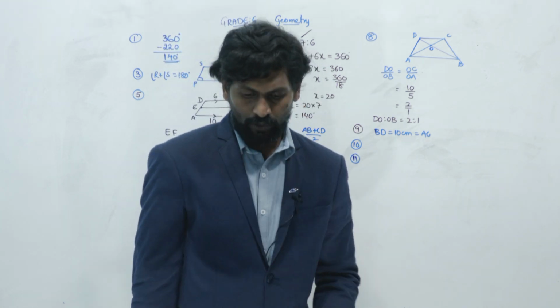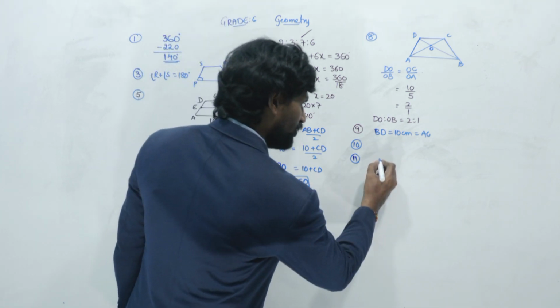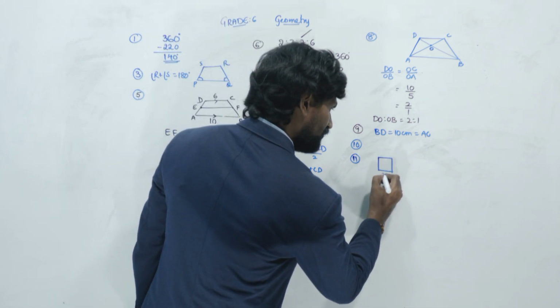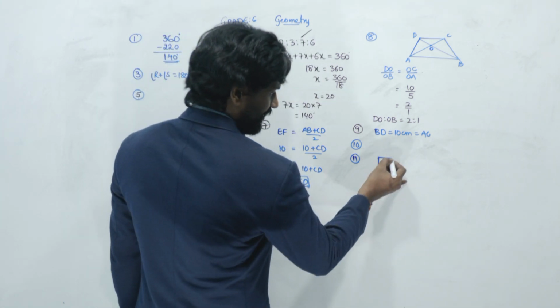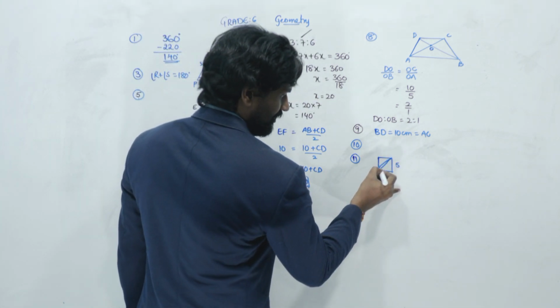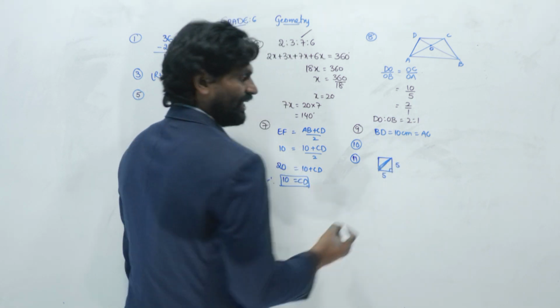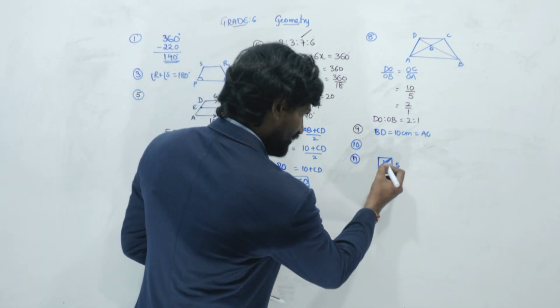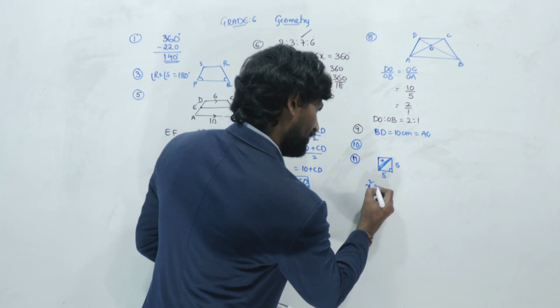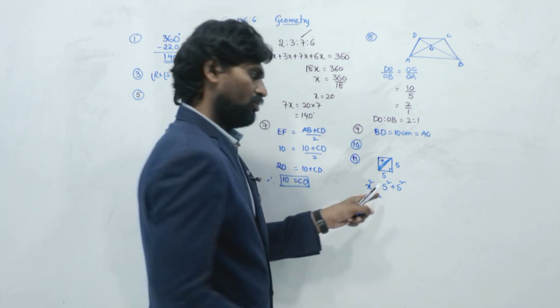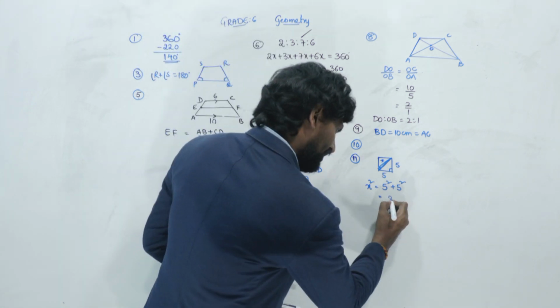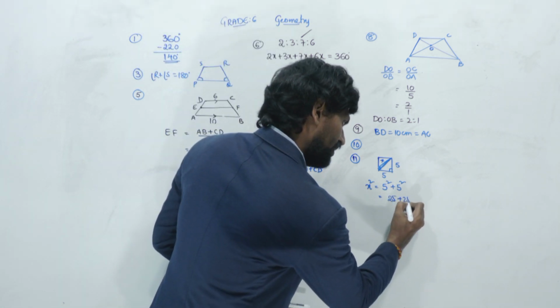The side of a square is 5 centimeters. Let me draw a rough diagram for the side of a square is 5 centimeters. We know all sides are equal. We need to find the diagonal here. According to this one, it is a right angle triangle. Hypotenuse, this is taken as x. Hypotenuse square is equal to side square plus side square. So, 5 square value 25, 25 plus 25, 50.